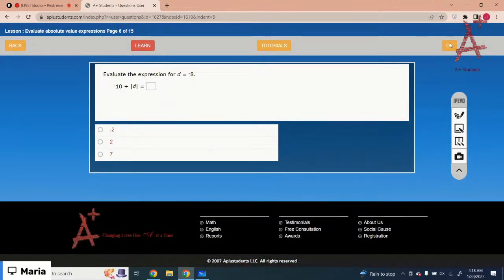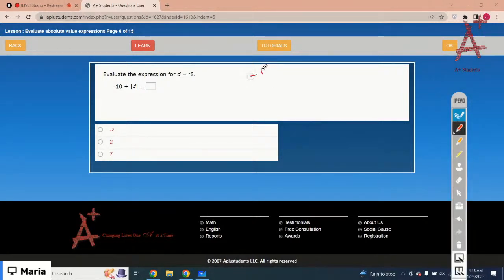Okay, the next one is negative 10 plus the absolute value of d. So just replace the d with the value. It would be negative 10 plus the absolute value of negative 8. The absolute value of negative 8 is 8. Got it? So negative 10 plus 8 is negative 2. So the correct option is negative 2.